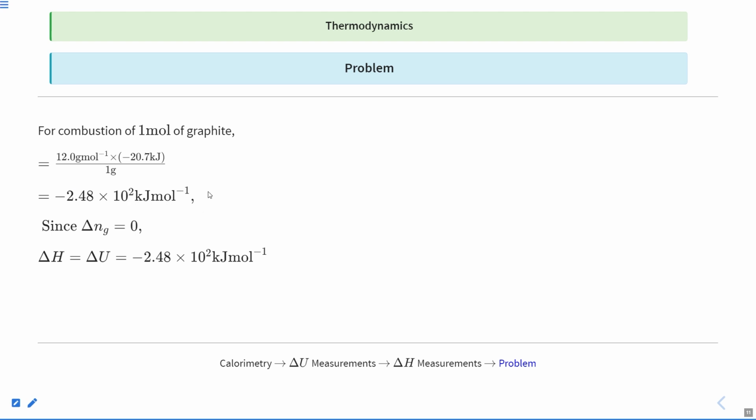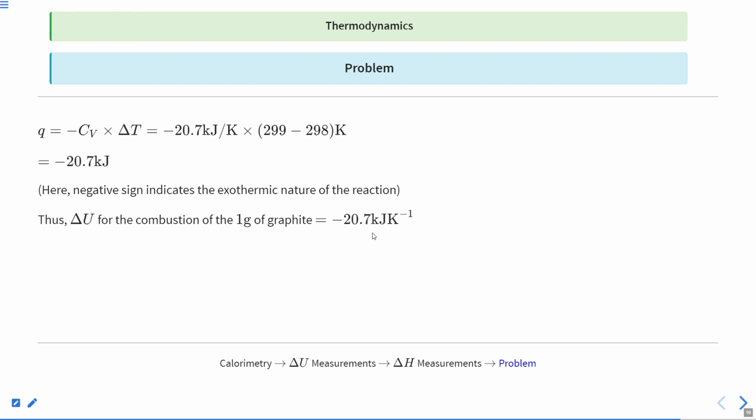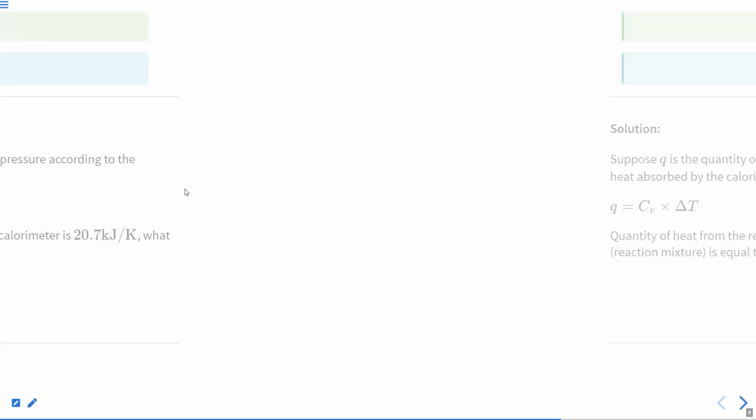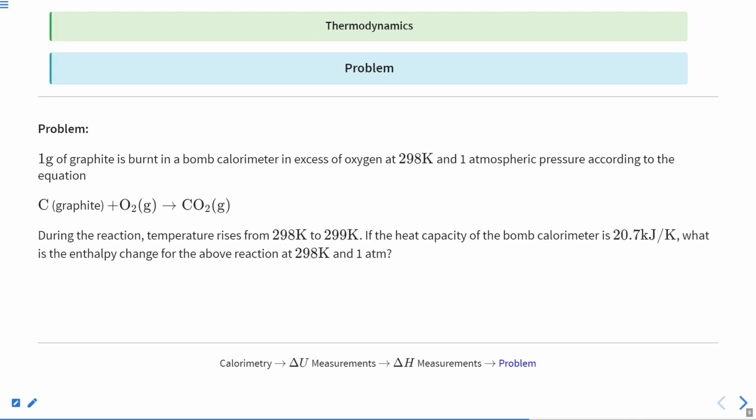What we have done here is that we have taken one mole of graphite. Initially we calculated it for 1 gram. Now we have converted it for 1 mole because we need it in terms of mole. So for 1 mole of graphite, it will be minus 2.48 into 10 to the power 2 kilojoule per mole. Clear? Now if you go back to this equation, what is the change in number of gaseous moles? You will make the silly mistake of counting the moles in a simple way, that it is 1 on the right side and 2 on the left side, so that gives you minus 1. That will give you a completely wrong answer.